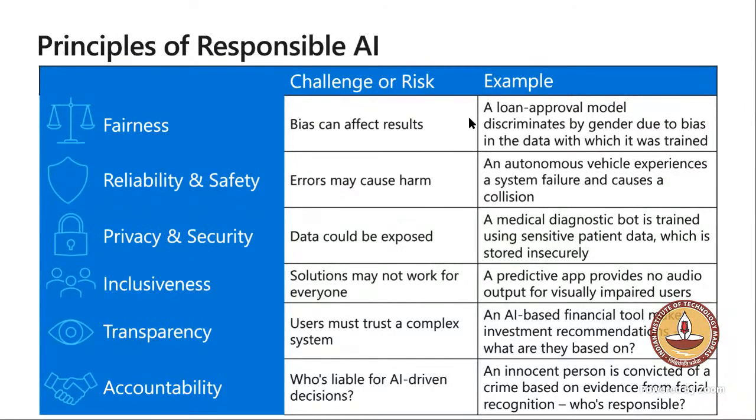Okay, so same thing: reliability and safety. Errors can cause harm. We all know that. We are going to make self-driving cars, autonomous vehicles, and we can't have failures in that, right? Because that's why we require them. As humans, we make many failures while driving, but as a machine, we don't want it to make any failures and harm other people.